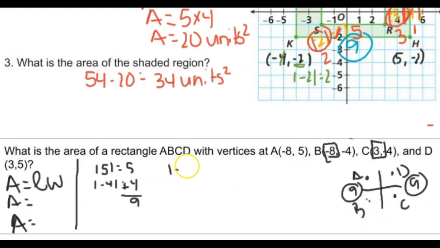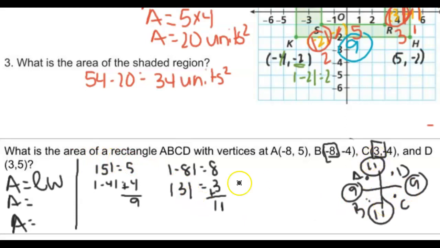So the absolute value of 8 is 8. The absolute value of 3 is 3. I add that together because they're in different quadrants. They're in different quadrants. You get to add them. That's 11. So I'm finding the area. So if this is 11, this is 11. Area equals length times width. So I'm going to take 9 times 11, which is 99 units squared. And that is it.